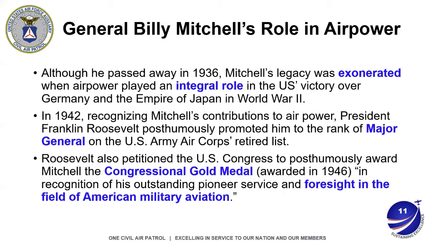In 1942, recognizing Mitchell's contributions to air power, President Franklin Roosevelt posthumously promoted him to the rank of Major General on the U.S. Army Air Corps' retired list. Roosevelt also petitioned the U.S. Congress to posthumously award Mitchell the Congressional Gold Medal, later awarded in 1946, in recognition of his outstanding pioneer service and foresight in the field of American military aviation.